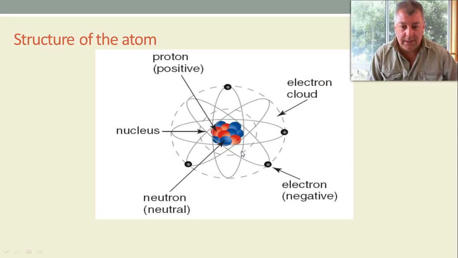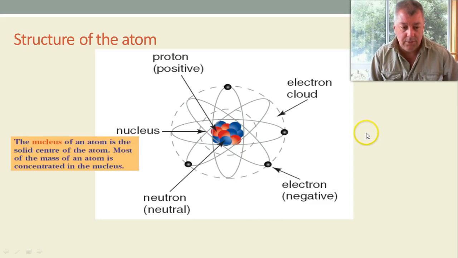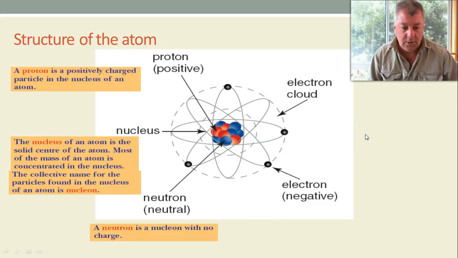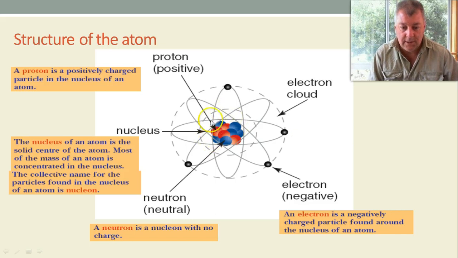Just to recap our understanding of the atom, here's a picture of an atom. A couple of things will pop up here that you can read. So what are we saying? Well, we're saying that the nucleus contains the proton. This is what the proton is. It's positively charged. We have the neutron, which is a nucleon that has no charge.